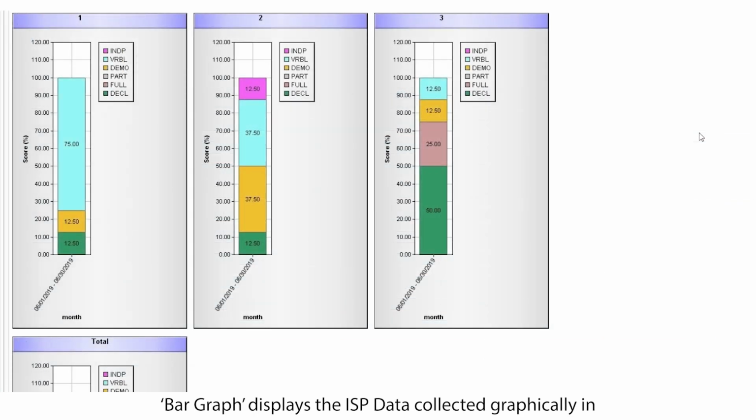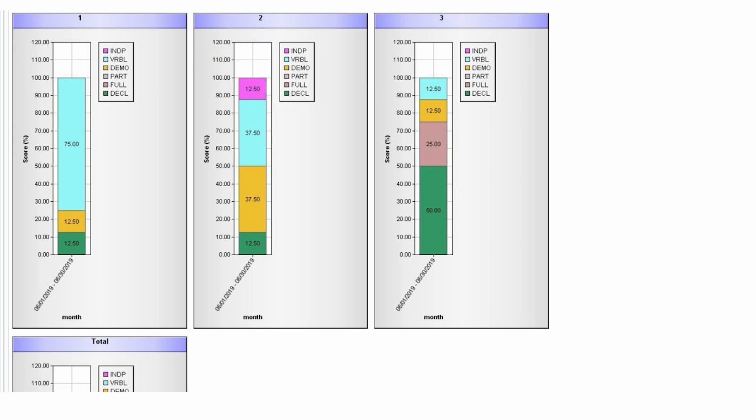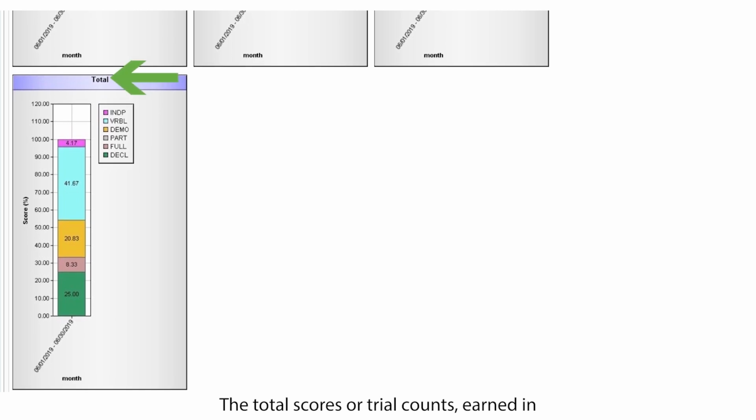Bar graph displays the ISP data collected graphically in different colored bars depicting different score levels. A key beside the graph displays which color represents which score. Each task may have its own bar chart. The total scores or trial counts earned in all tasks are also shown in the bar chart.